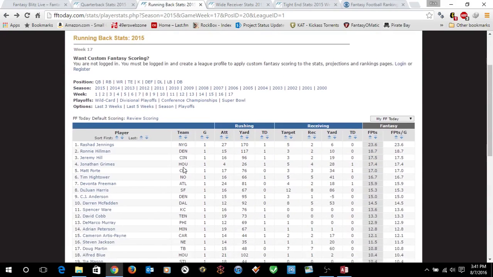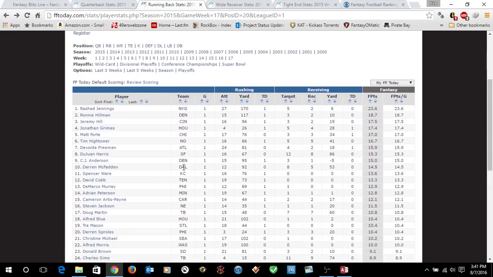But we'll go look at Alfred Blue and how he did week 17. Alfred Blue, top 18th ranked, 10 points. For me, that's good. I want a minimum 10 points out of my running backs. If you can get 10 points consistently week in and week out, you've got a damn good running back. So with Alfred Blue, Terrence Williams, Jameis Winston, or Tyrod Taylor, you've got some good points at a premium here.